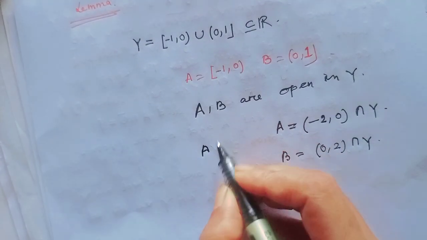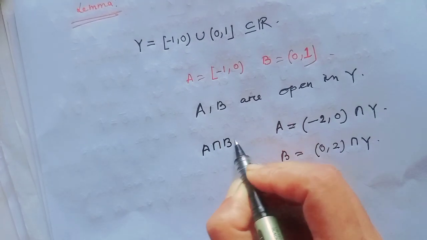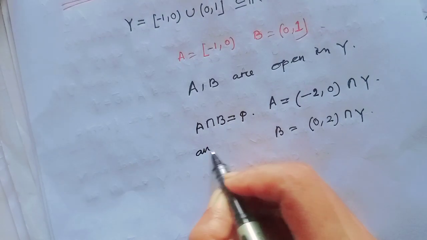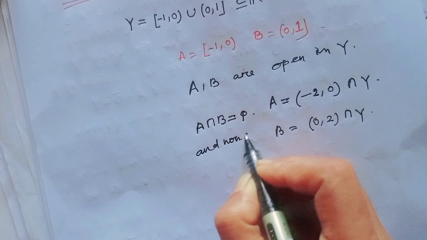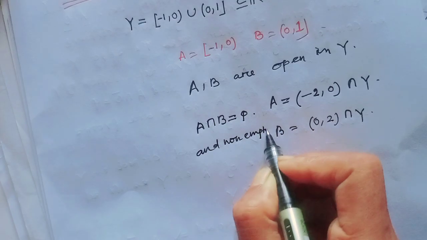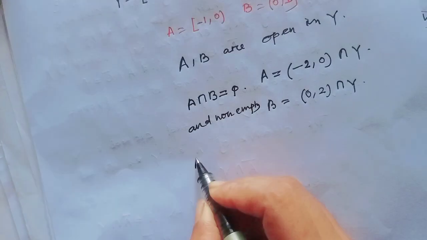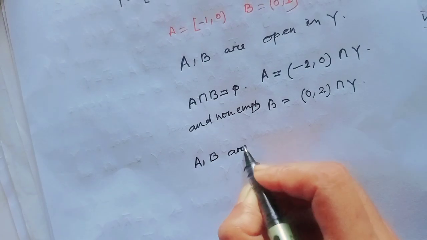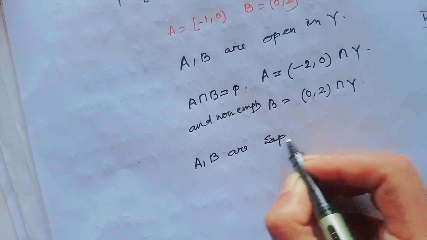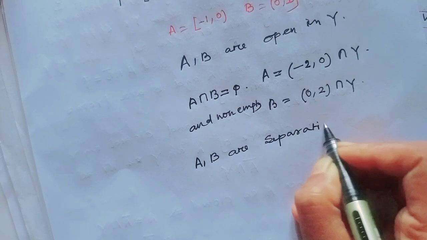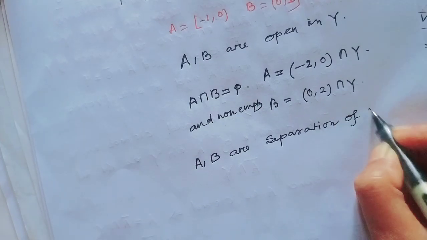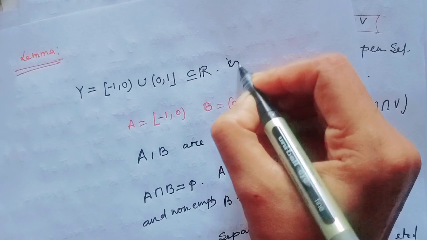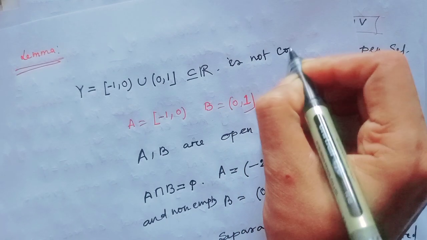And notice A intersection B equals phi, and both are non-empty. So A, B are a separation of Y. So this set Y is not connected.